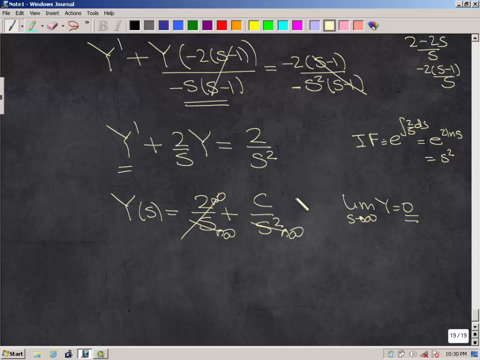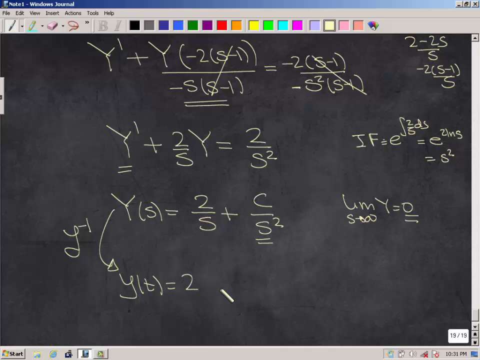So is there a need to set c to 0 here? No, we don't have a need to set c to 0 because it is going to 0. If this term wasn't going to 0, then I would set c to 0 like I did in the previous problem. Okay, so I'm just going to go ahead and continue and take inverse Laplace. So I get y of t is equal to 2 plus ct. That is the inverse Laplace of that.